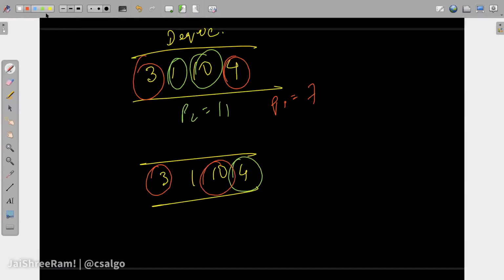Can we take it as an array? I mean, 3, 1, 10, 4 are stored in an array, and then we will pass the states i and j. Initially it would be 0 to n minus 1, and on recursion calls we can take it as max of 3, then 1 to n minus 1, and then 4, 0 to n minus 2. Yep, that will work.